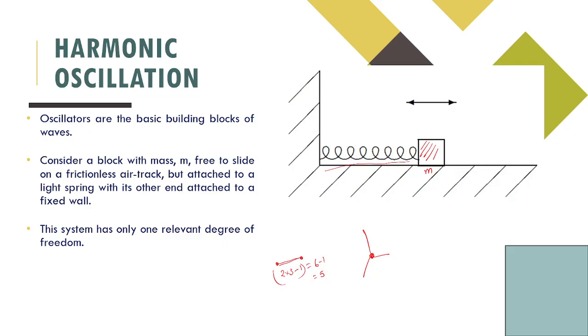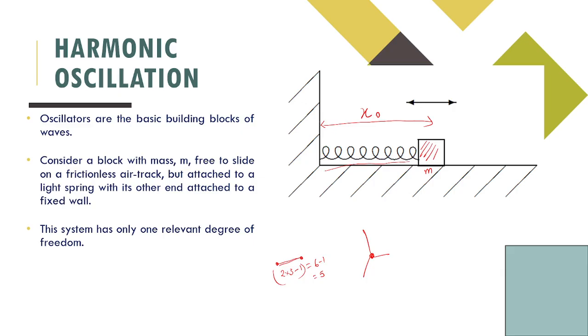In this case, because the spring is light, we can assume that it is uniformly stretched from the fixed wall to the block. Then the only important coordinate is the position of the block. That means how much distance it has from this fixed wall. Let us say this is x0 at the beginning.